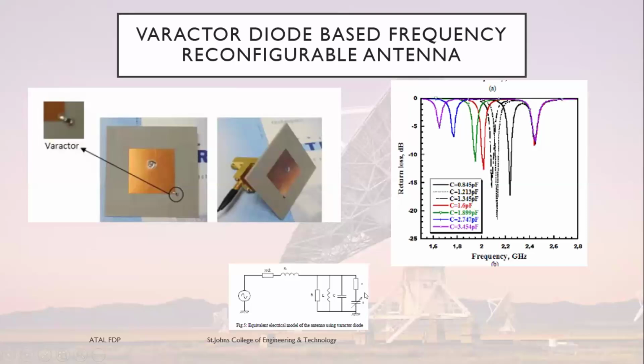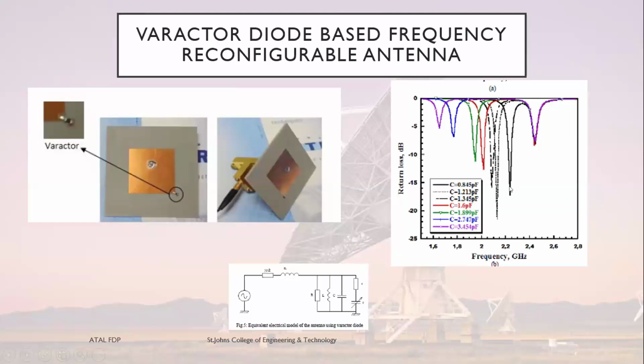If I keep on changing the supply voltage, biasing voltage, what happens to the capacitance? Capacitance changes. When capacitance changes, my frequency of operation changes. You know, f0 is equal to 1 by 2 pi root LC. Higher the value of capacitance, lesser is the resonant frequency, and vice versa. Now look at these diagrams. For C equal to 3.45 picofarads, highest C, lowest frequency. Lowest C value, highest frequency of operation.